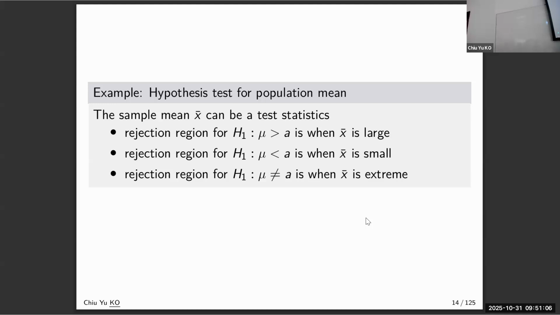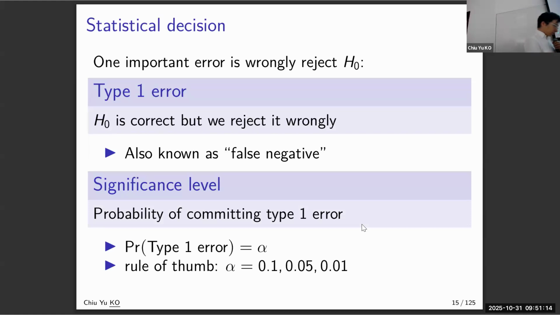But what do you mean by large, small, and extreme? We have to make a decision. What do you mean by large? And the idea behind this is we have to understand that when we make any decision related to statistics, it involves random variables. And when we make anything about random variables, it usually means that we must make errors. Okay. And nothing is certain.